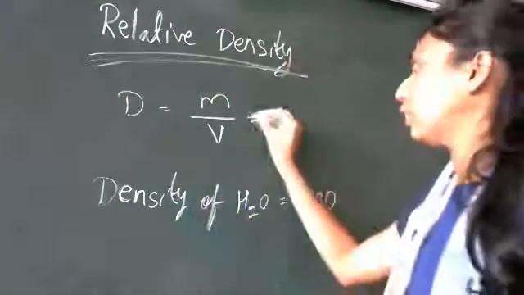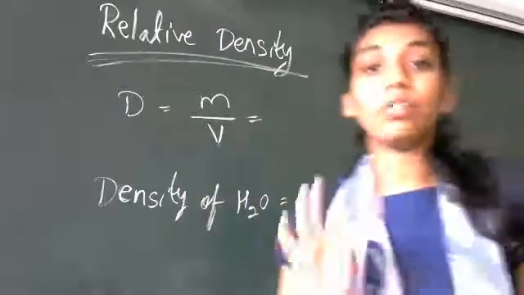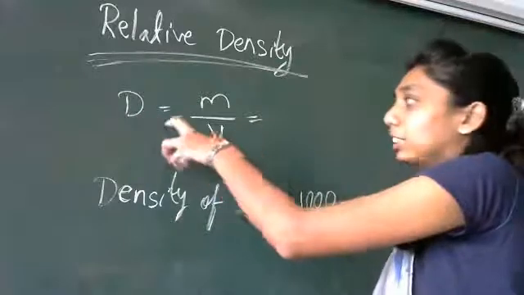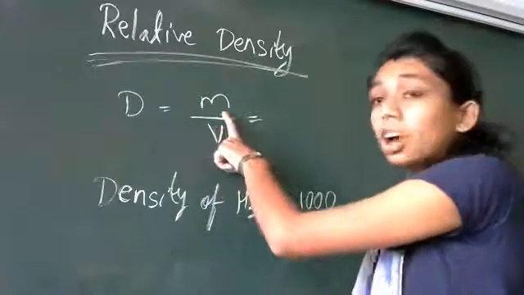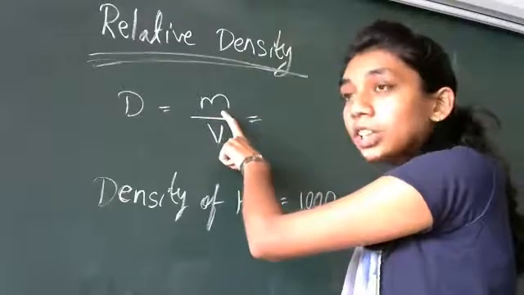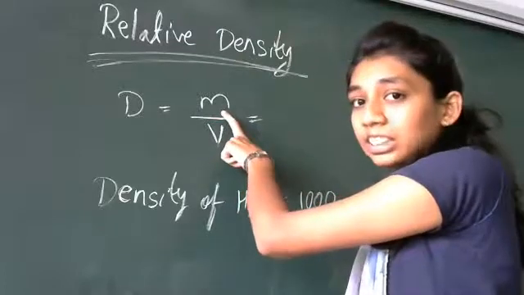Mass per unit volume is the density definition. See, in case you all don't know the SI unit of any quantity, how can you find out? I'll tell you. Now, what is the formula for density? D is equals to M by V. M is what? M means mass. So, mass is measured in which quantity? Kgs.